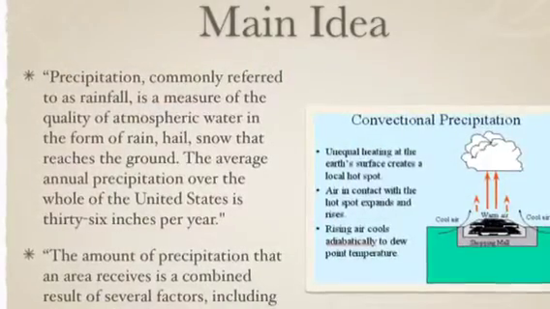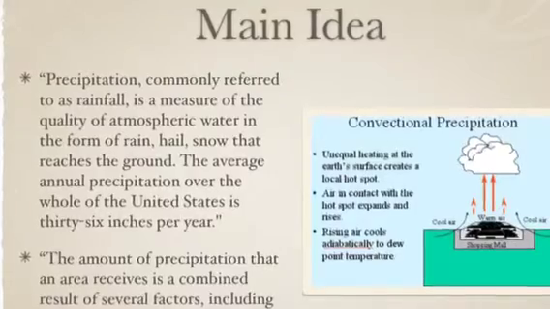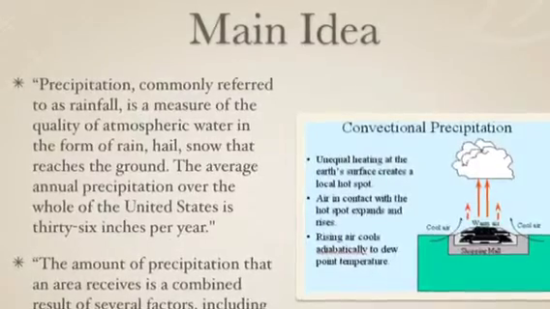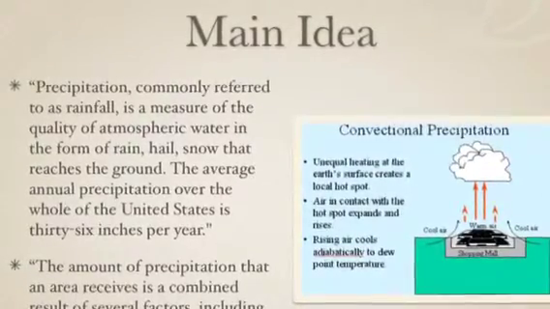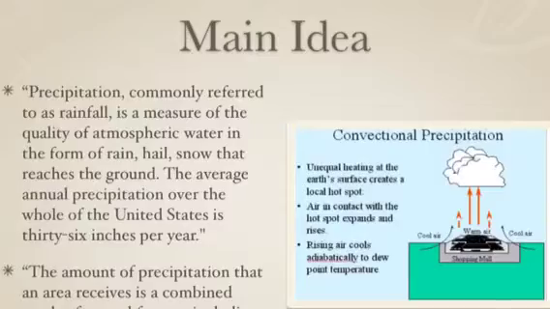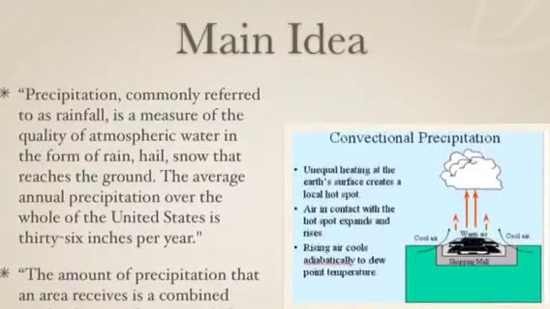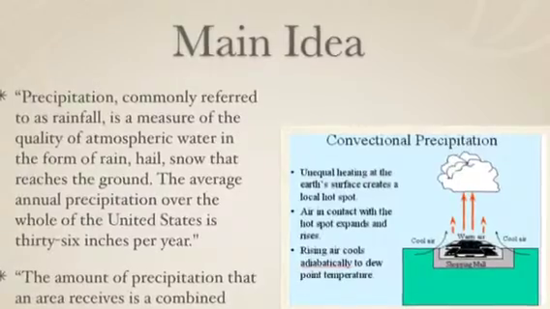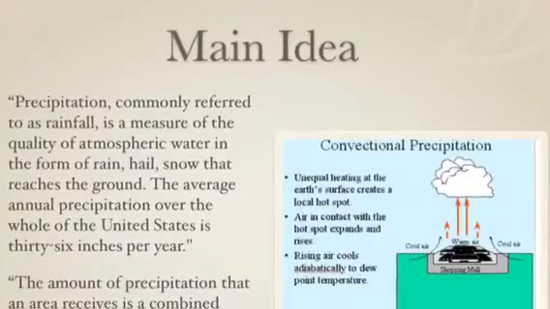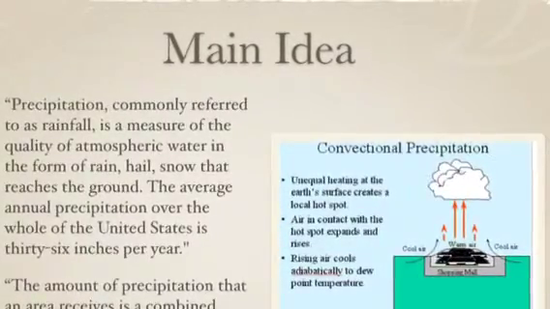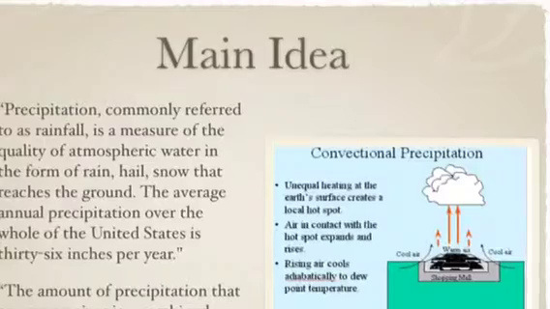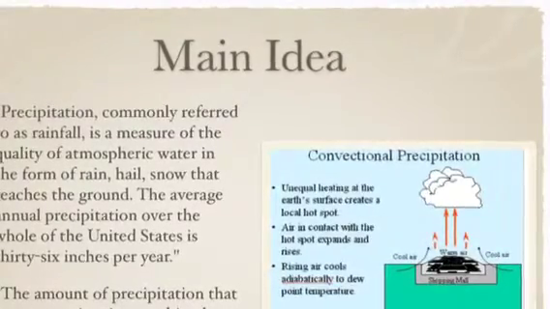This is my idea. Precipitation, commonly referred to as rainfall, is a measure of the quantity of atmospheric water in the form of rain, hail, snow that reaches the ground. The average annual precipitation over the whole of the United States is 36 inches a year. The amount of precipitation that an area receives is a combined result of several factors, including location, altitude, proximity to the sea, and the direction of prevailing winds.